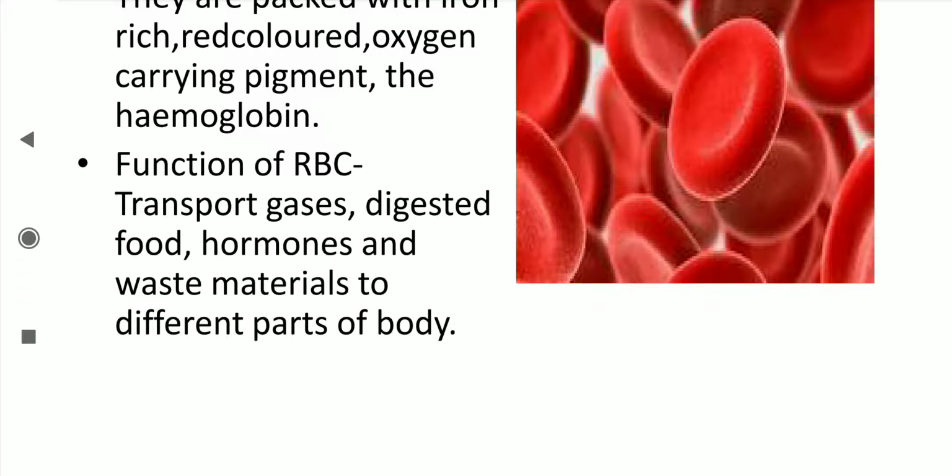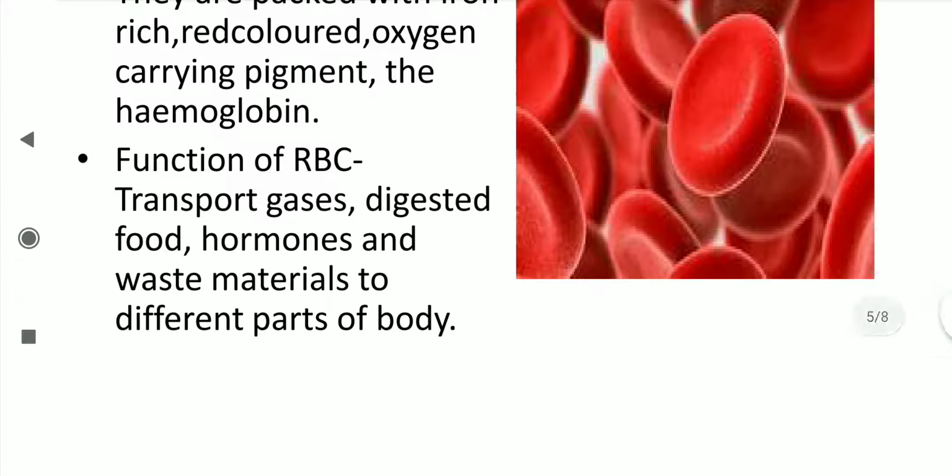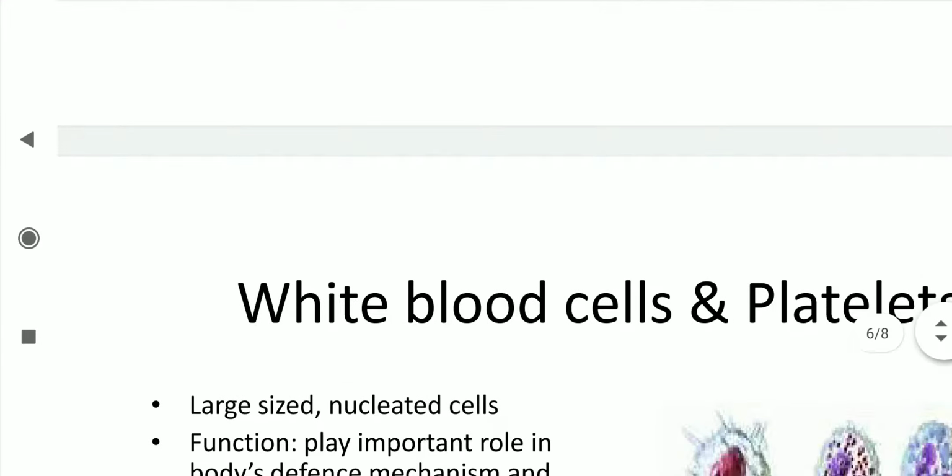They take and carry this digested food to different parts of the body, and from it collects the waste material from different parts of the body. Okay, so what is basically its work? Transportation. Now we are coming to the next corpuscle, that is white blood cells and platelets.